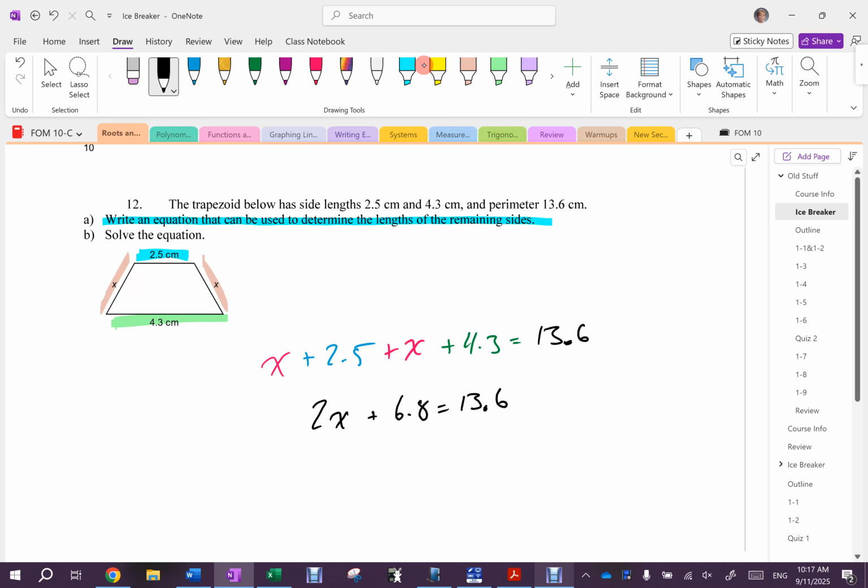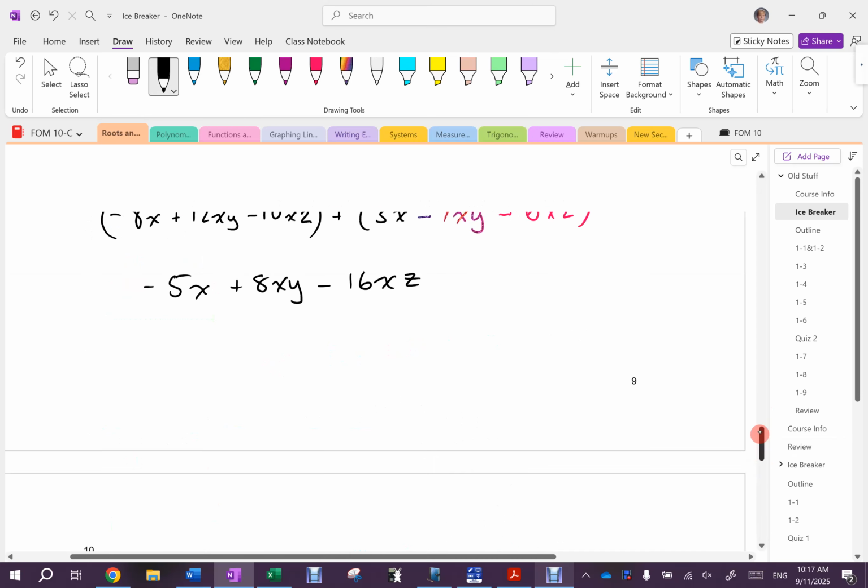Then you solve it. Did we go over solving equations? We did. Minus 6.8 minus 6.8, which is 2x equals 6.8, sorry, 6.8, and then x is 3.4. Right? Now, back to number 4.